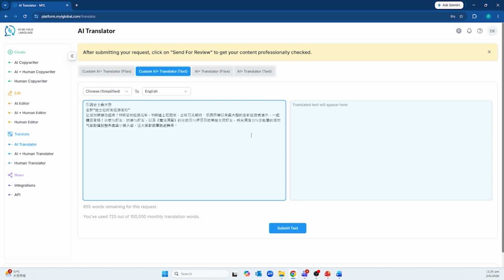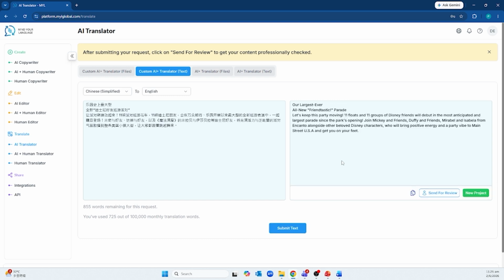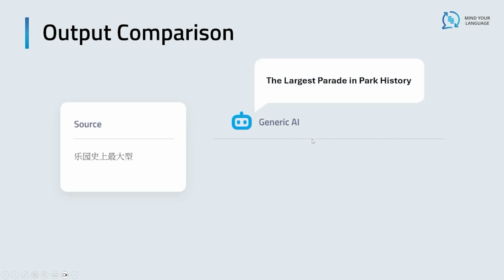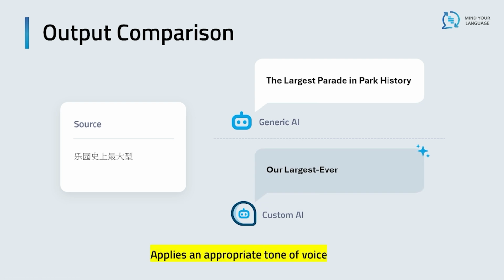Now we can go through a side-by-side comparison to review some of the differences between these two outputs. Comparing our first example, the generic model, followed by our custom AI variation, you can see that the major change is the tone of voice applied to this particular headline.